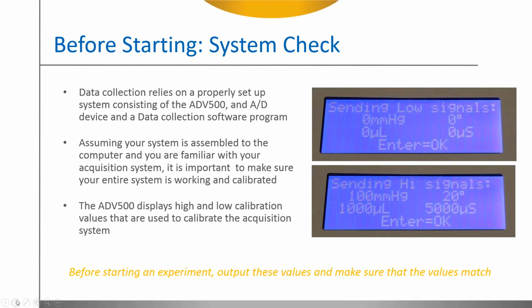So the ADV system displays high and low calibration values that are used to calibrate the acquisition system. A quick method to check that any PV system is set up for proper use is to use the calibration outputs on the PV box and compare against your computer screen display. So the image is showing the ADV 500 screens outputting values for pressure, volume, phase angle, and magnitude in both a high and low calibration value.